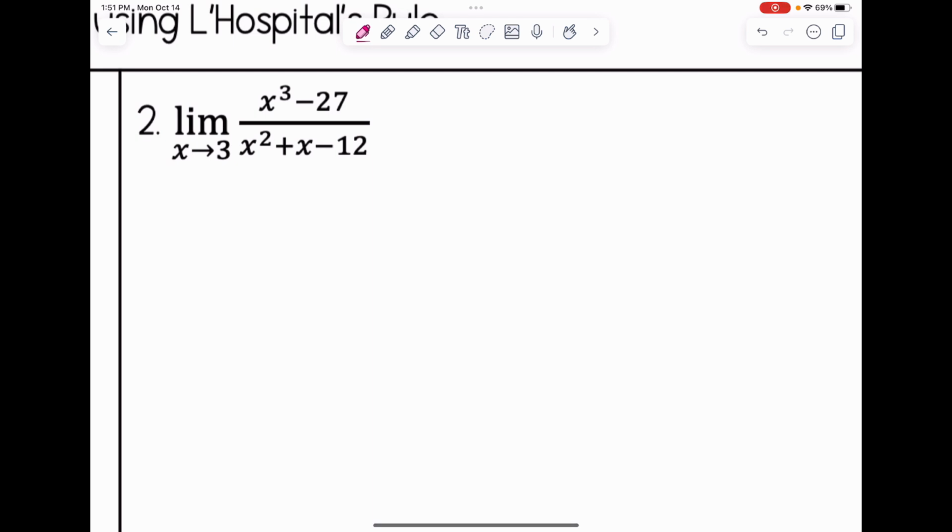Okay, for number 2, the same thing is going to happen. If I plug 3 in, you can see in the numerator 3 cubed minus 27 is going to give me 0. If I plug it in the denominator, 3 squared plus 3 minus 12 is going to give me 0. So I'm going to say that L'Hopital's rule applies. So this means that the limit as x approaches 3 of 3x squared over 2x plus 1 is equivalent to that original limit. And again, that's because L'Hopital's rule applies.